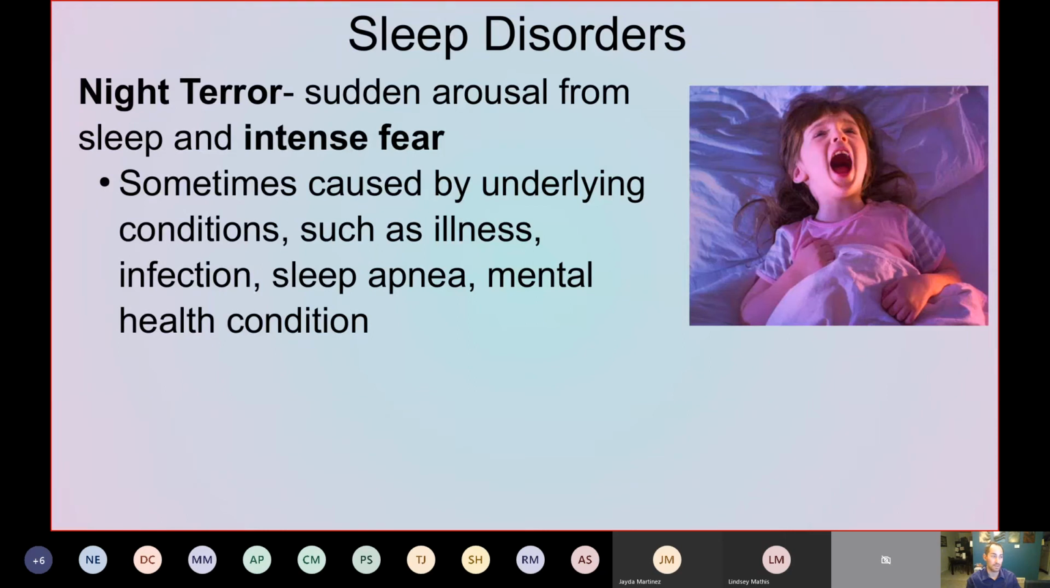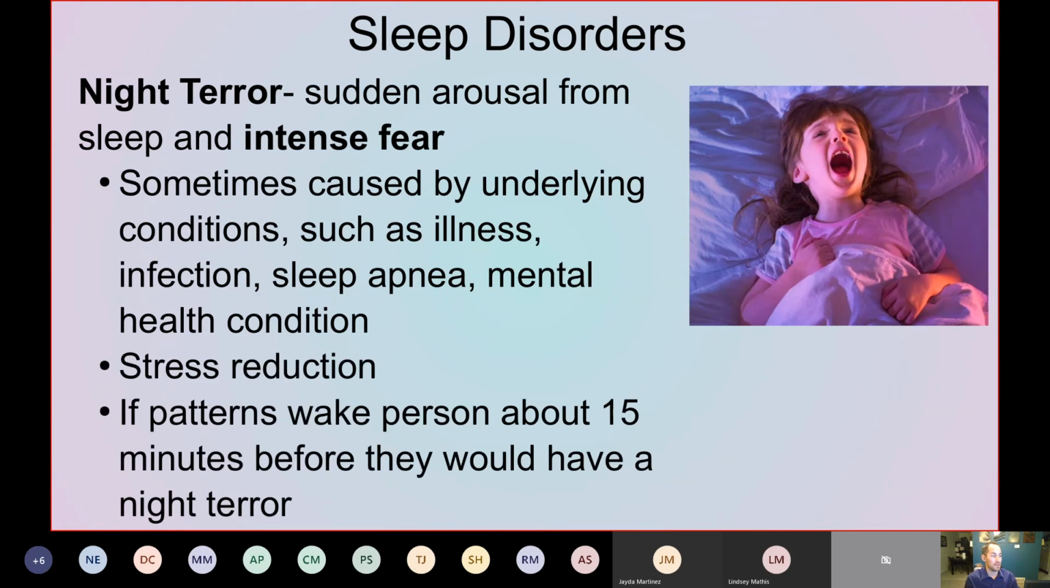Because of that urinary tract infection, it actually caused and triggered these night terrors at about the same time every night. So lots of things can cause them. Stress reduction can help them become less common.